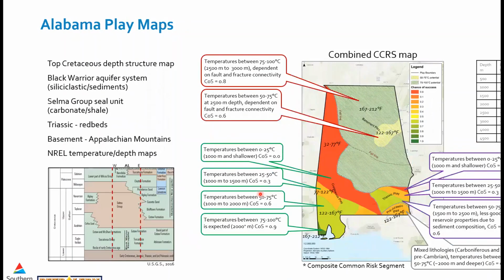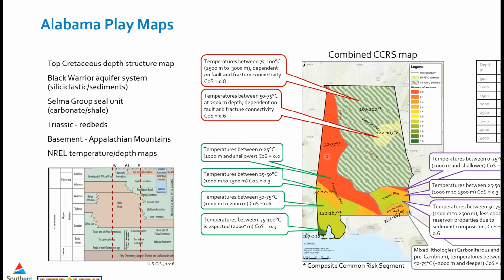Then we move to the next state, to Alabama. It's basically the same methodology that I've just shown you for Mississippi. It's again the Cretaceous depth structure map that we're using. The area of interest is the whole state. We are looking at several play types in this, and that is basically because the Cretaceous is not covering this part up here. That's the basement, and down here the Cretaceous has a chance of success of 0 because of the depth and the temperature.